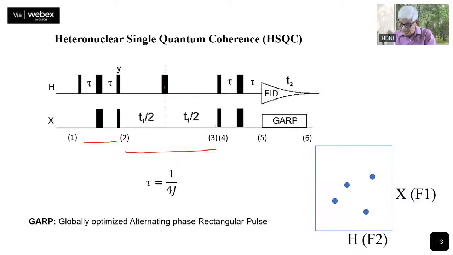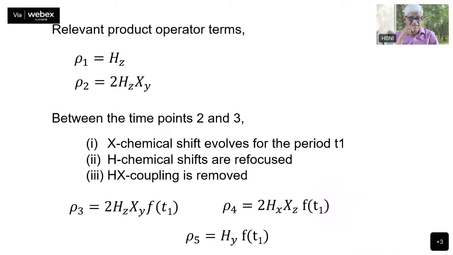Therefore, in this kind of a spectrum, now the proton will appear along the F2 dimension, X will appear along the F1 dimension, and there will be no fine structure at all because you have decoupled along both axes. So let's look at the product operators here. The relevant product operator terms.